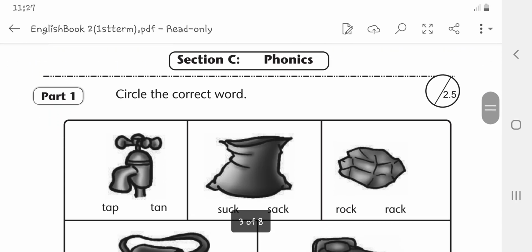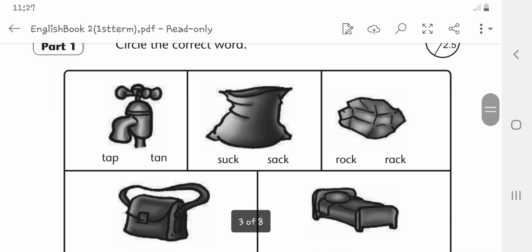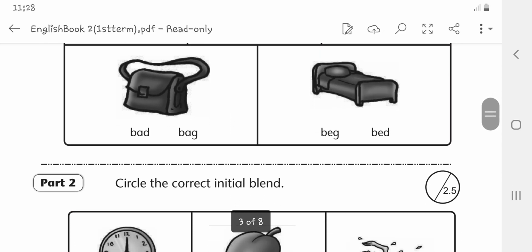Section C is phonics. Circle the correct word. By looking at the picture and circling the correct word, the students are exhibiting their knowledge of phonics. So tap and tan. Unless they know the difference between the sounds of N and P, they cannot circle the correct word. So part 1, 2.5 marks.